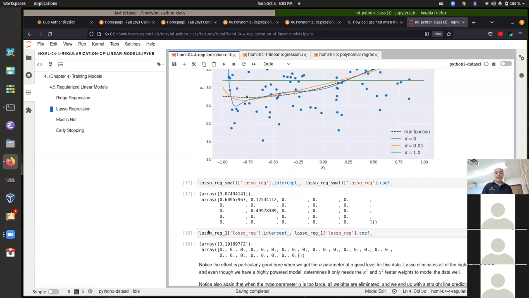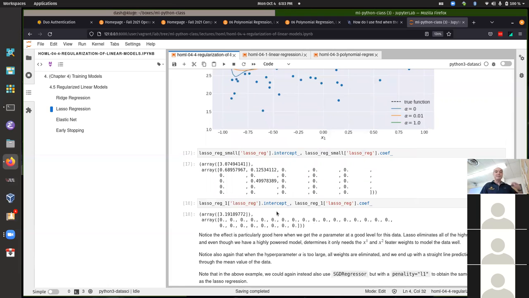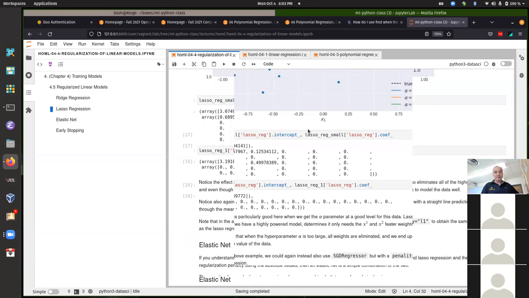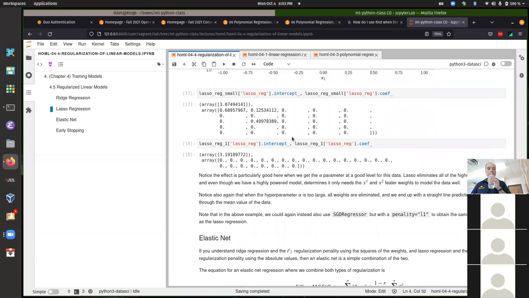And if your alpha is too high, it'll tend to make it align basically, but it'll really make it align for L1 regression. So you end up with everything zero, only the bias term, which will end up being kind of the average of the values in there.